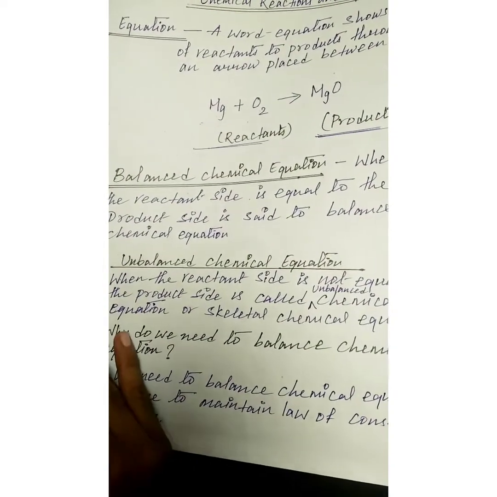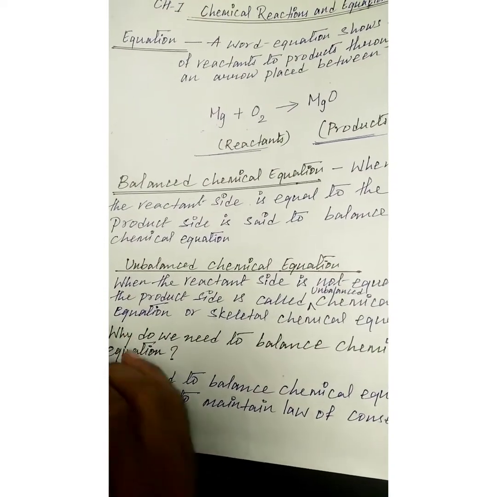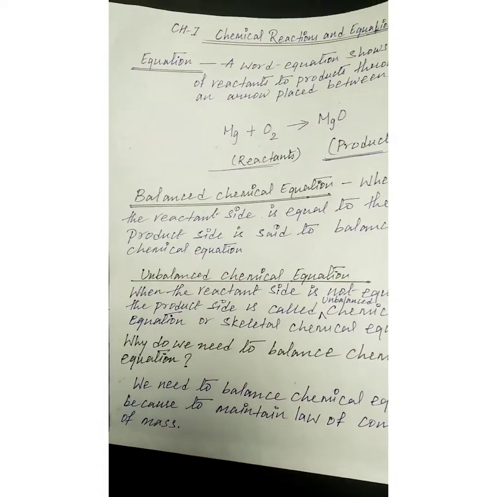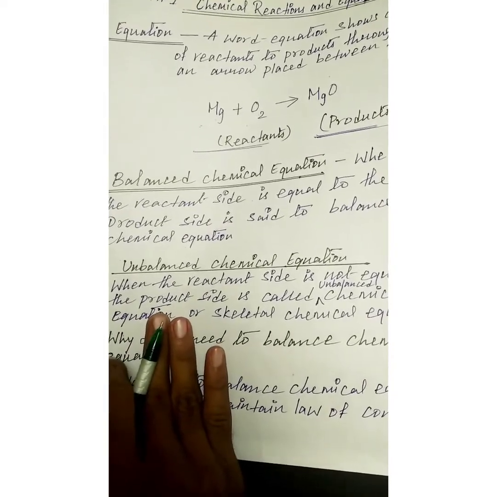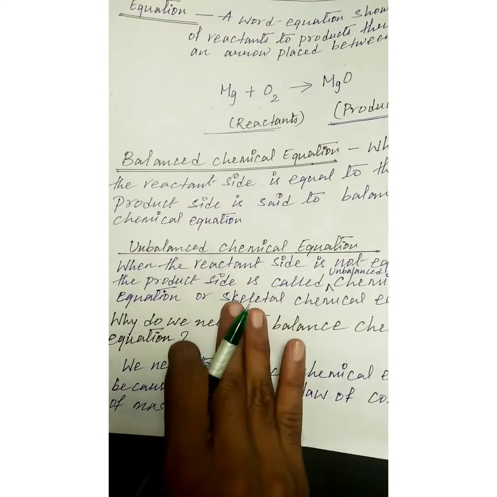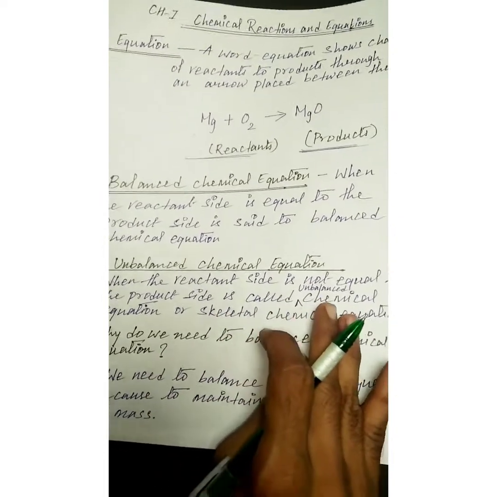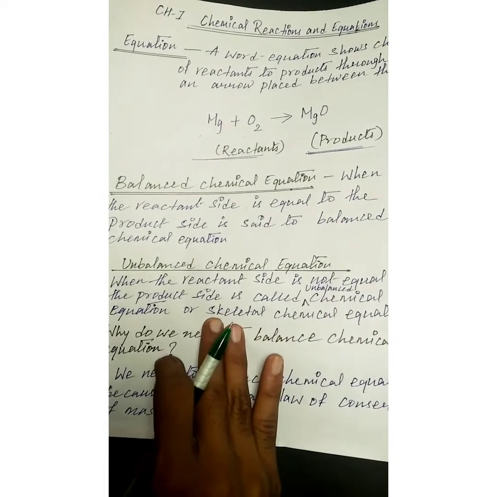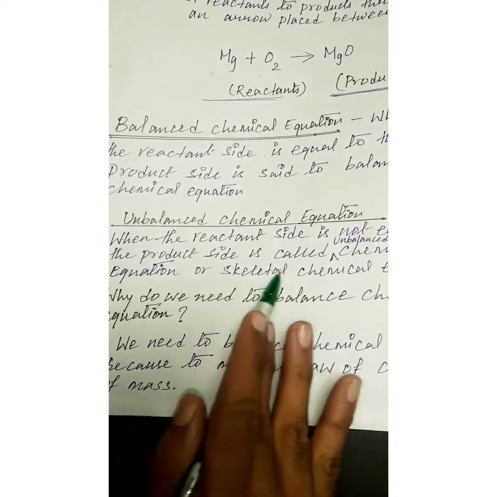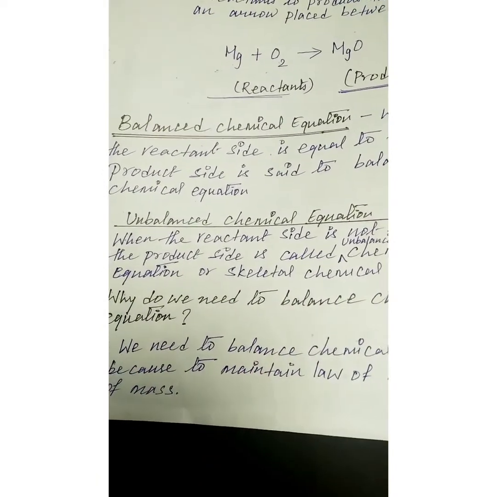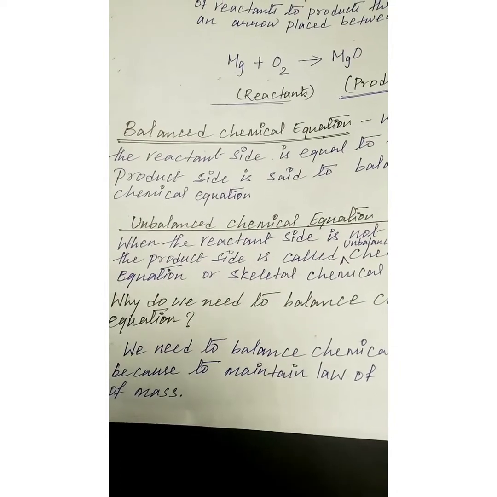Then what is an unbalanced chemical equation? It is just the reverse of a balanced chemical equation. When the reactant side is not equal to the product side, it is said to be an unbalanced chemical equation, also called a skeletal chemical equation.